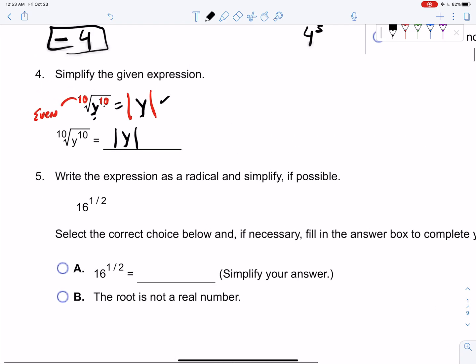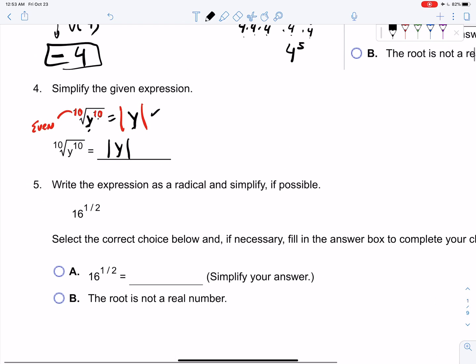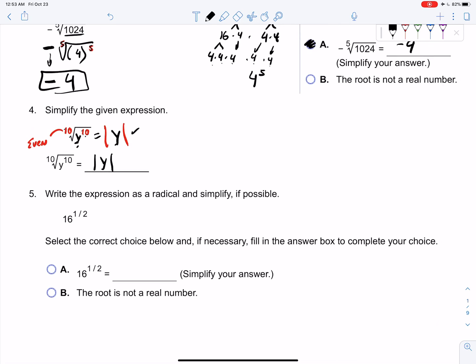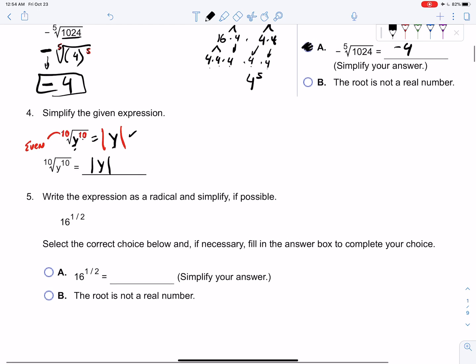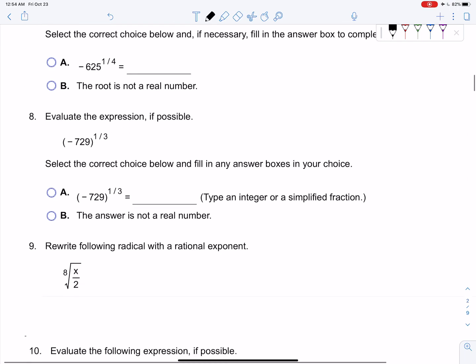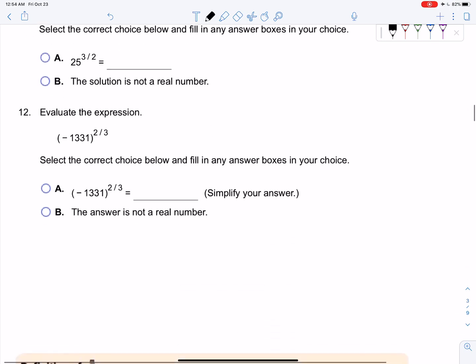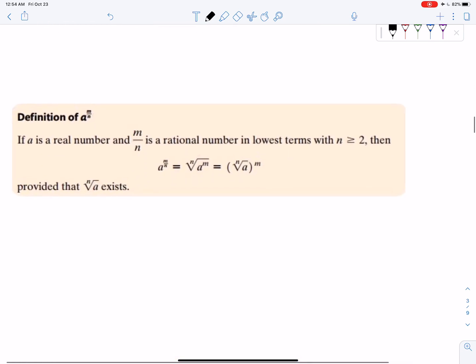And the next problem. Oh, we changed up a little bit, didn't we? We now have exponents that are not just integers. We have exponents that are rational or fractions. So write the expression as a radical and simplify. Well, we have to know how does this turn into a radical. So we have a rule for that somewhere. I did show you. Yeah, here we go. So here's the rule for that.